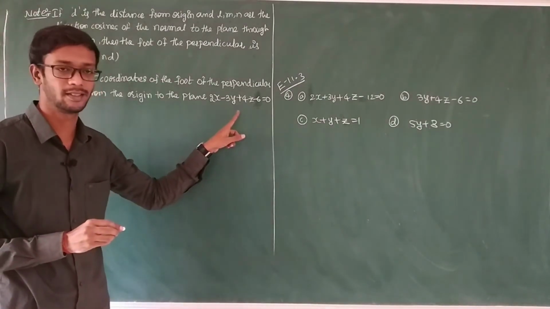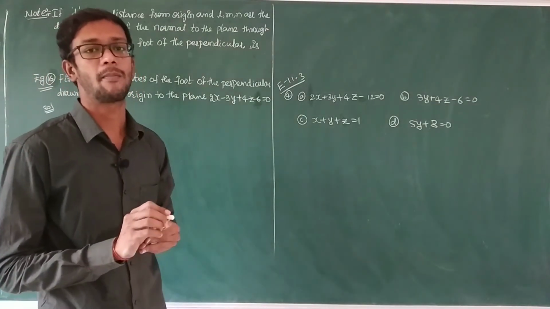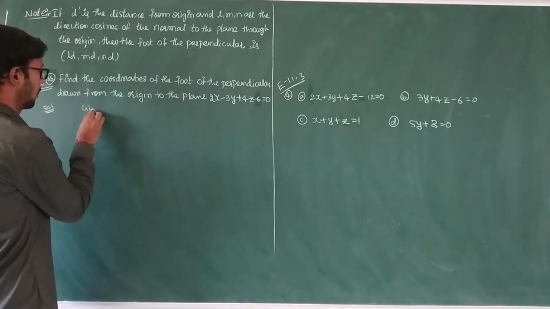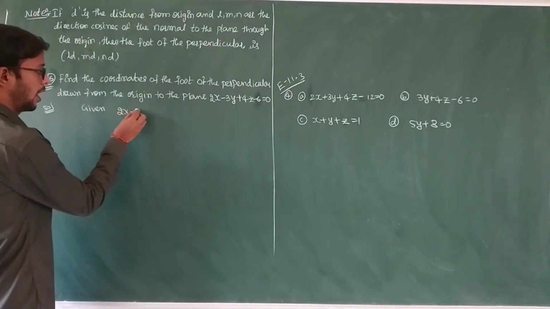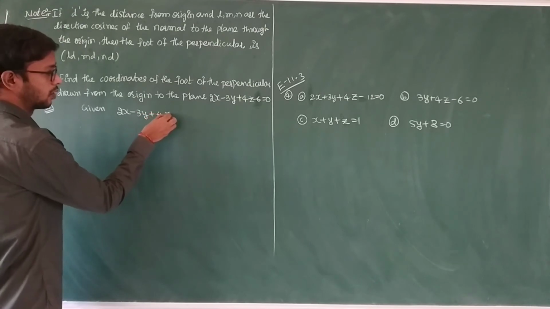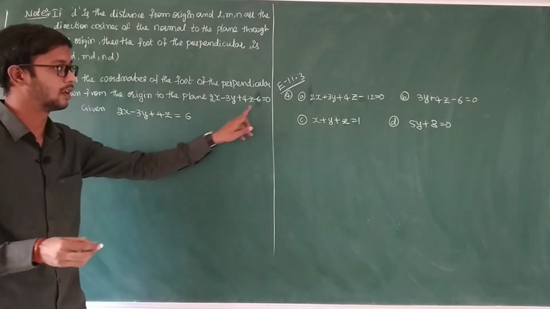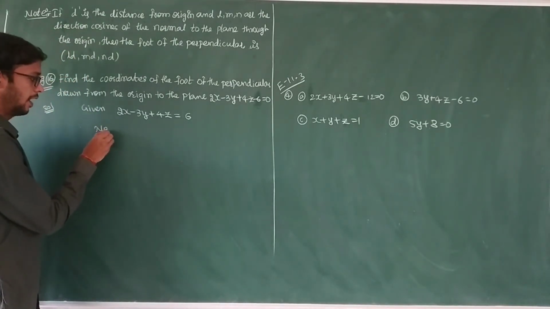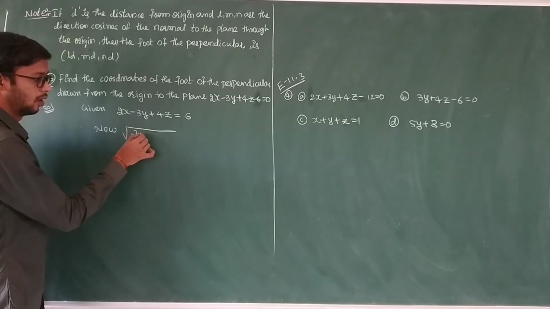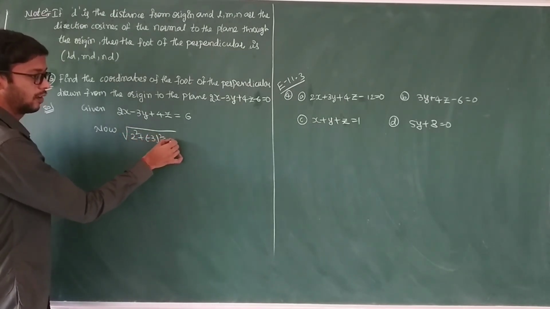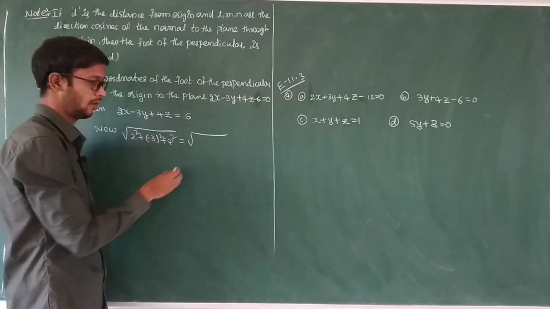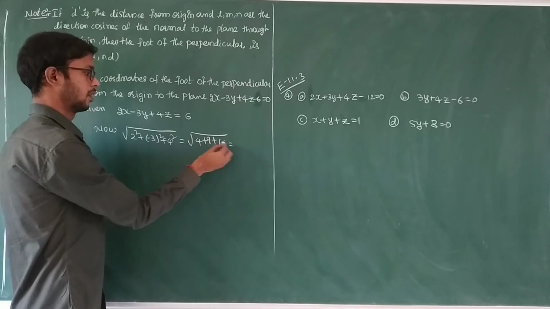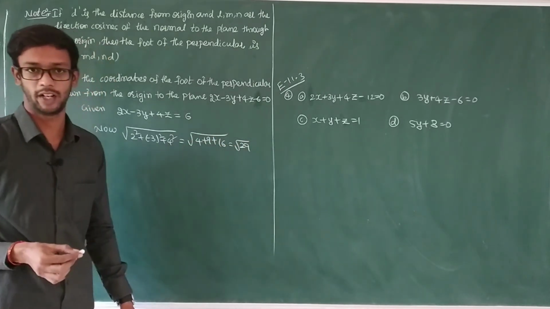So now, how to find the coordinates of the foot of the perpendicular from the origin to the plane? The plane is given; first you have to convert it into normal form. Given 2x minus 3y plus 4z equals 6. Move the minus 6, so the right side equals 6. Now I'll find the magnitude first: square root of 2 squared plus minus 3 squared plus 4 squared, which is square root of 4 plus 9 plus 16, root 29.